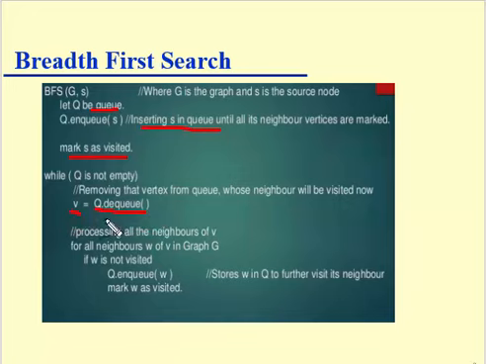Okay. Next, what you have to do? You need to check what are the different nodes that are connected to V. So for all the neighbors W of V in the graph, all the neighbors you have stored over here, if it is not visited, you have to insert that neighbor into the queue, but only if it is not visited. So if W is not visited, insert that into the queue and mark W as visited.